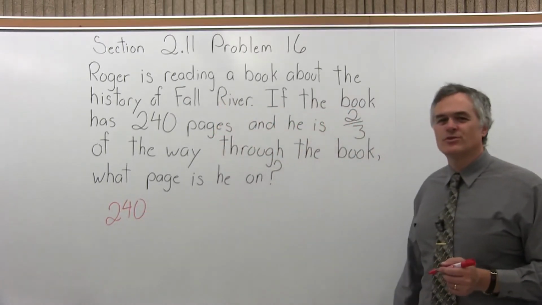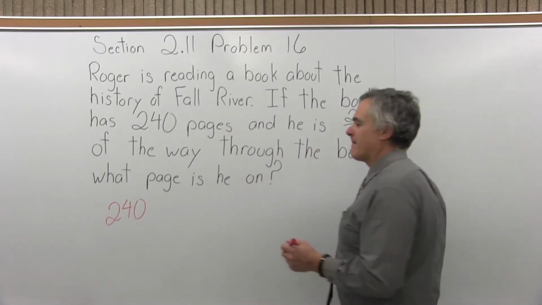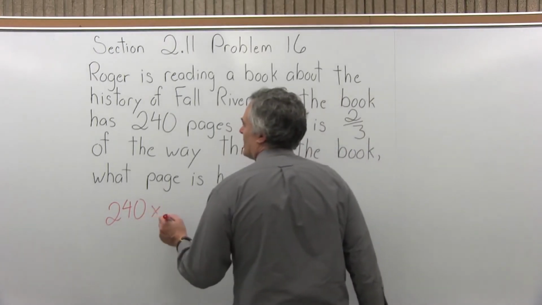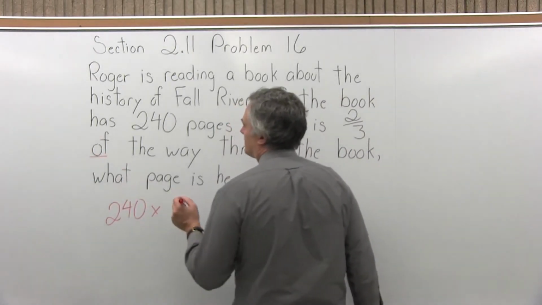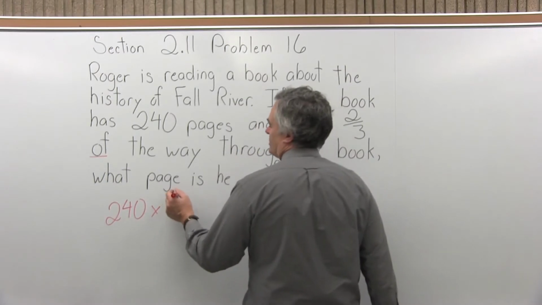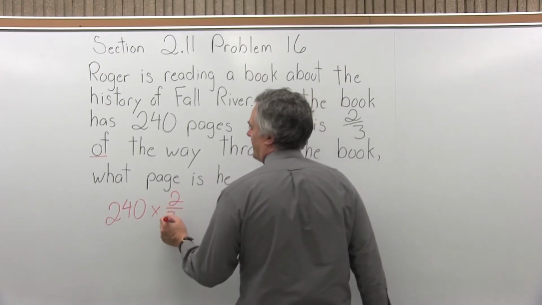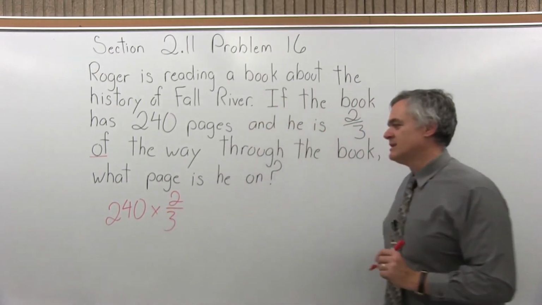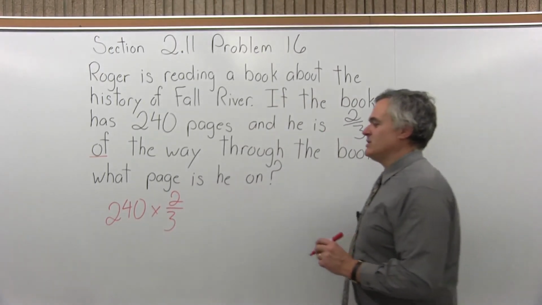So what do we do with the 2/3? You wind up multiplying. It does have the word of in it, which typically means multiply. So 240 times 2/3. And that should tell us what page he's on.